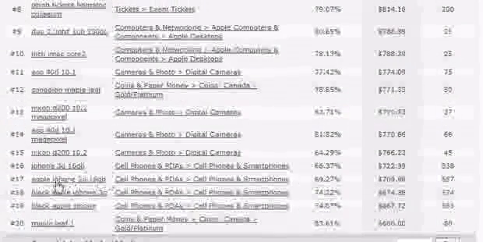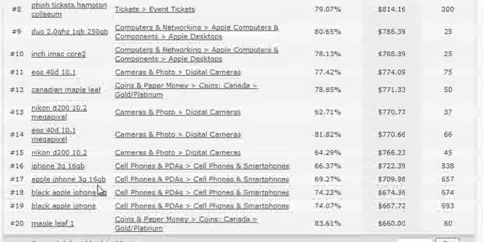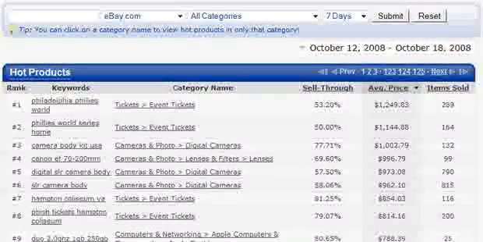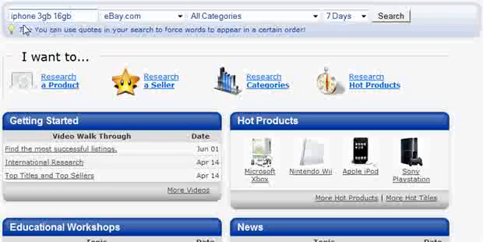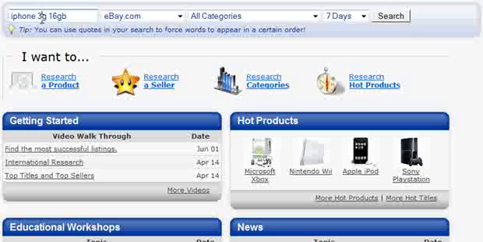If I scroll down, I can see the Apple iPhone 3G. Just because I'm a tech nut, I know what Apple iPhones are, and I know the 3G is really popular. You can see that it's on the hot product list. So let's take that keyword, scroll back up to the top, and go back to Terapeak's homepage. I'm going to put in Apple 3G 16 gig iPhone, a keyword I pulled from that listing you saw from the hot products.